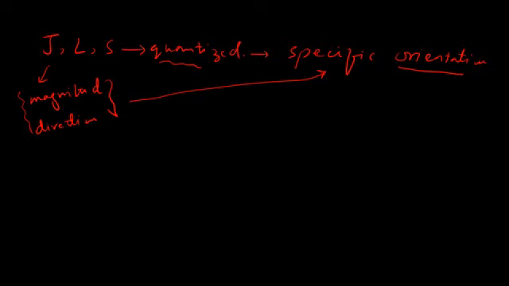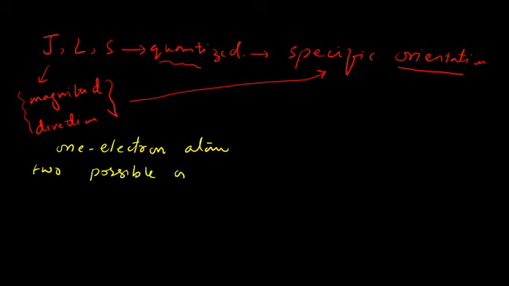It is quantized both in direction as well as in magnitude, so it can have only specific orientations. Here we will consider the case of a one-electron atom, that is, the hydrogen atom. So it can have only two possible orientations.